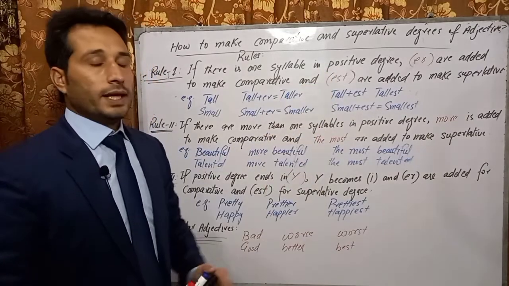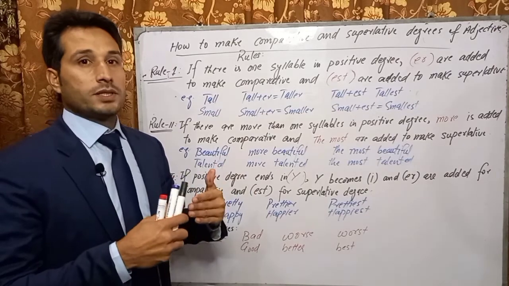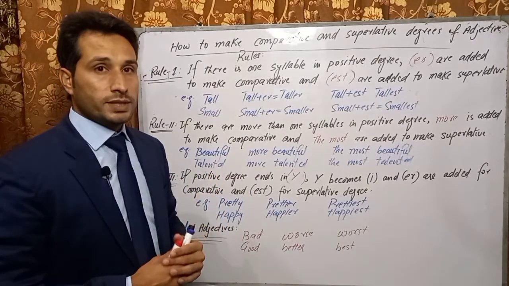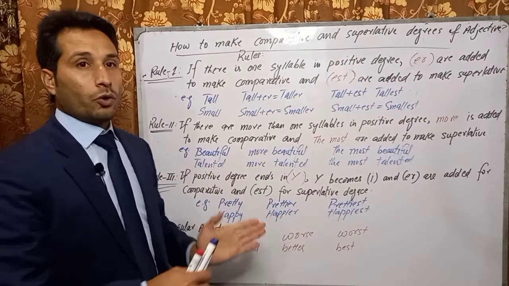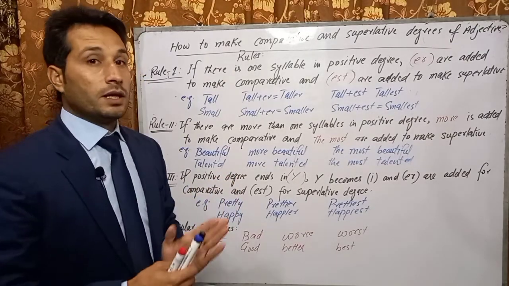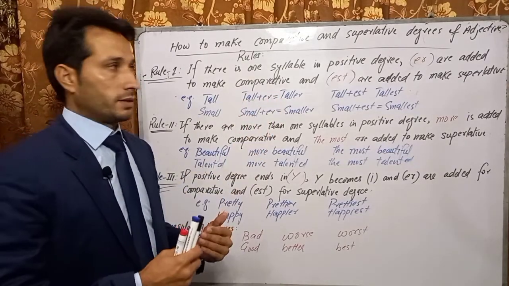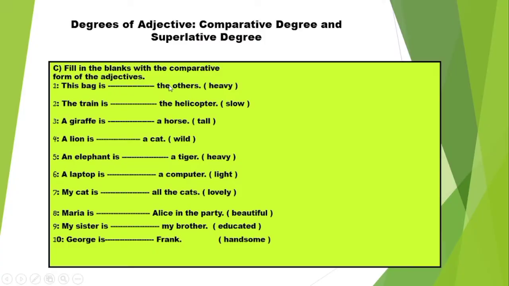So with that we use the, and with the comparative degree when we have two persons, two places, two things, we use than. For example, taller than, smaller than, thinner than, more beautiful than. So we can use than in comparison. The use of comparative and superlative degrees.